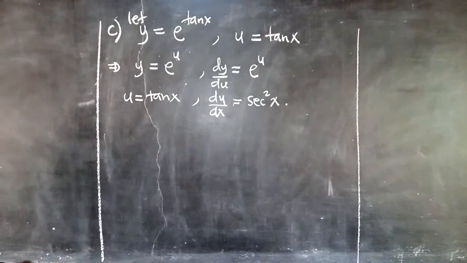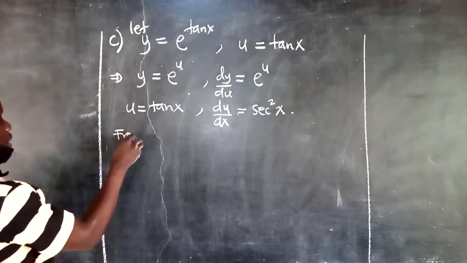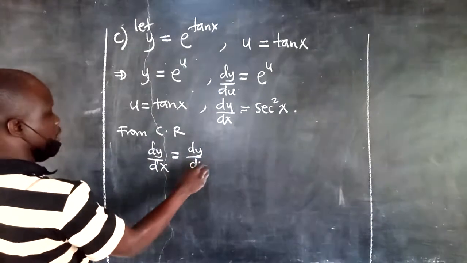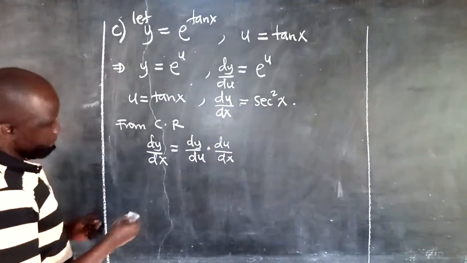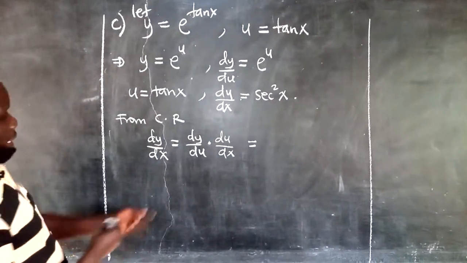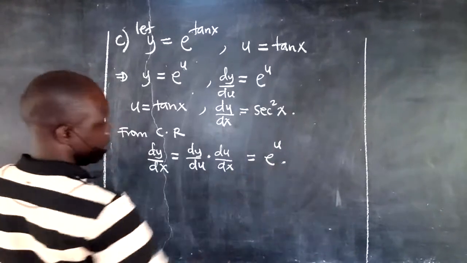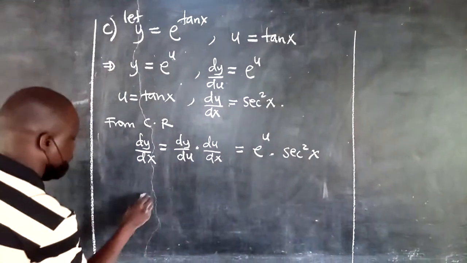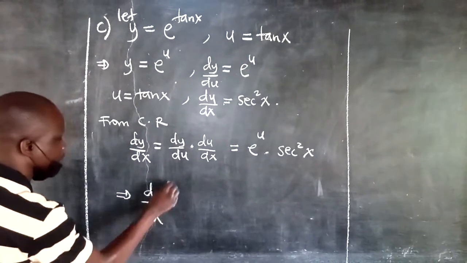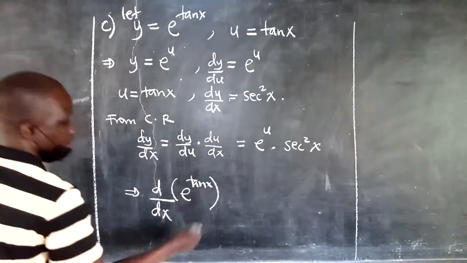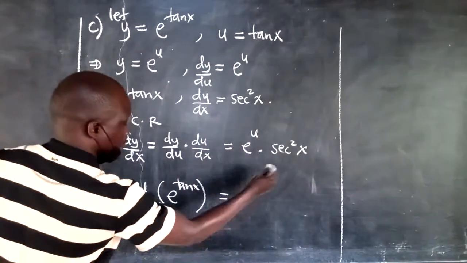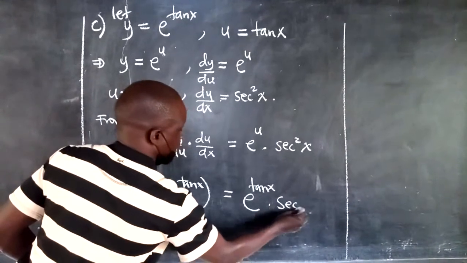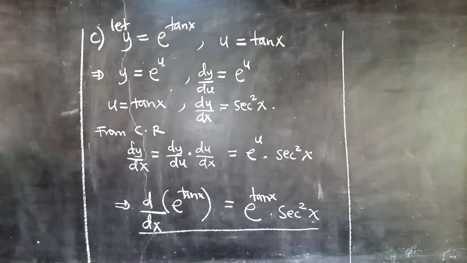That will take you back to differentiation of trig functions. From the chain rule, dy/dx, which we want, will equal dy/du times du/dx. The dy/du is e power u, and the du/dx is sec squared x. That gives us finally that the derivative of e power tan x is e power u times sec squared x, and e power u is the same as e power tan x because u is tan x. Just like that, that is part C.